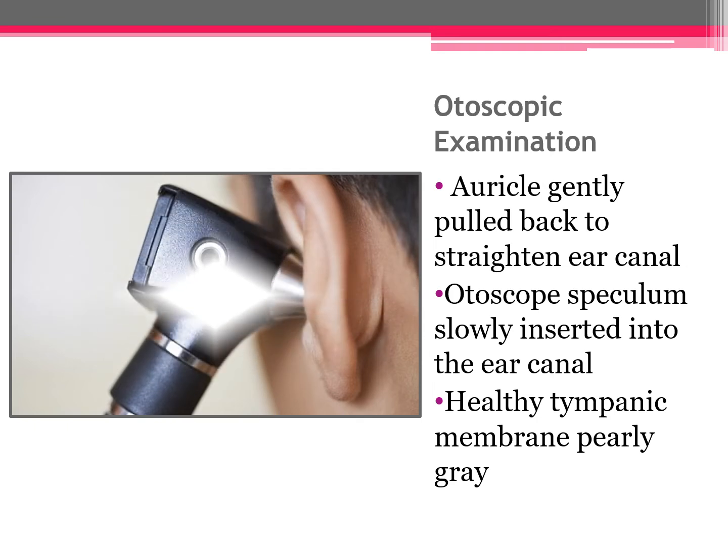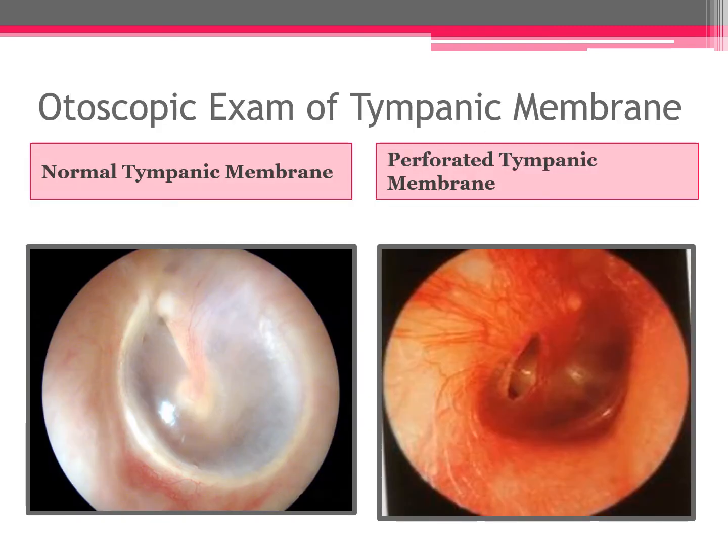All right, and then there's an otoscopic examination that can be done as well. So your auricle is gently pulled back to straighten out the ear canal. You put the otoscope speculum into the ear canal, and your healthy tympanic membrane should be pearly gray. All right, so here you have a picture of a normal tympanic membrane versus a perforated tympanic membrane. So pretty big difference.